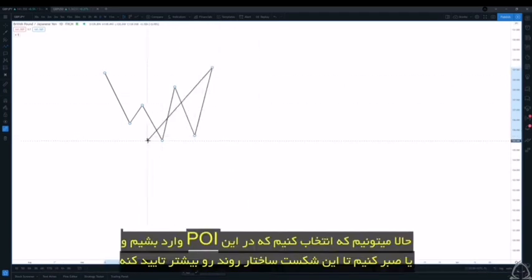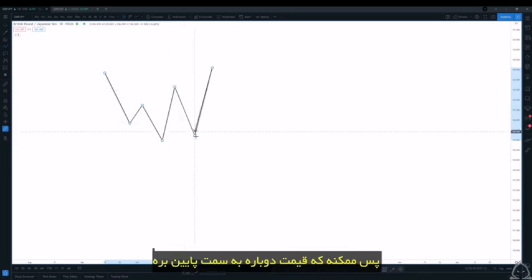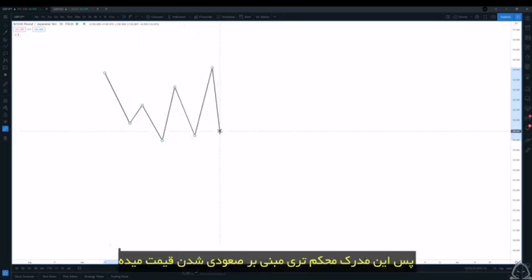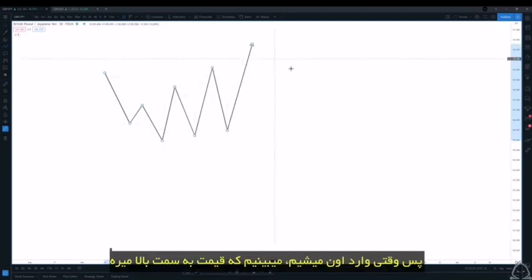Now we can choose to enter at this break of structure at this point of interest, or we can wait for this break of structure to confirm the trend more, because of course we've seen price move to the downside, break structure, move to the upside, and break structure the opposite way. So it is possible that price could just break down again. This gives a little bit more solidification that an up move is beginning. So once we tap into that, we can see price moving to the upside.